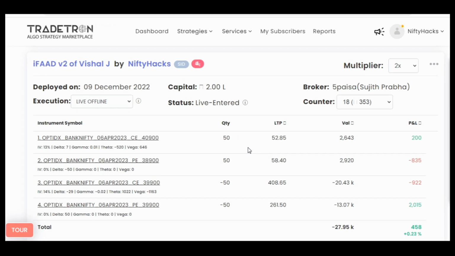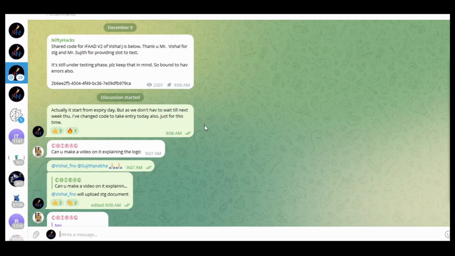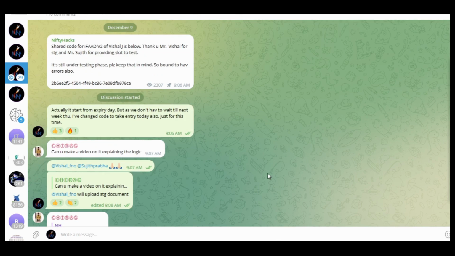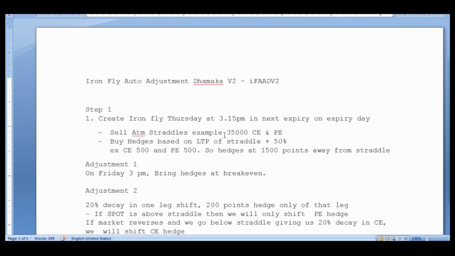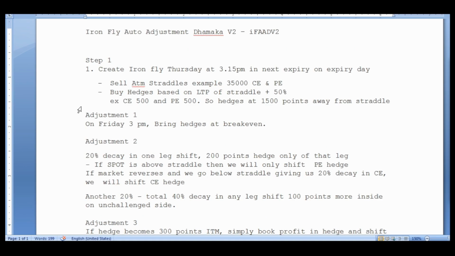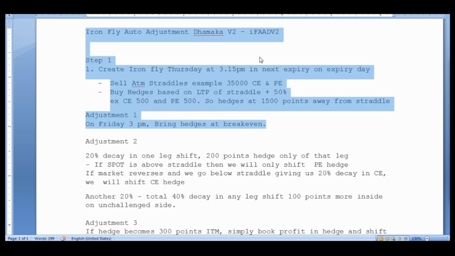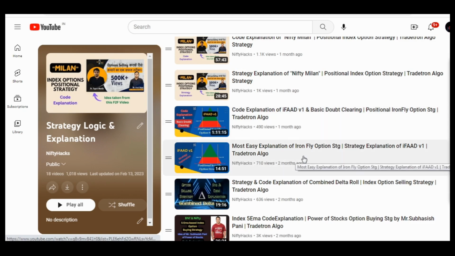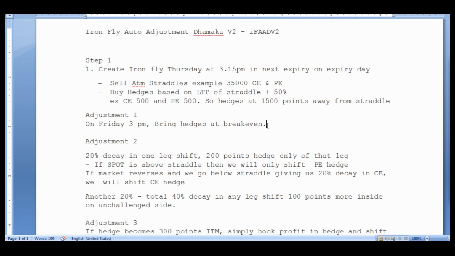So in this video we will talk about the iFAAD version 2 strategy explanation video. I hope you guys have already gone through the strategy document which Mr. Vishal has uploaded on the thread of this share code of iFAAD version 2, and basically this is it. Now up till adjustment 1, where we bring hedges at break even, this is the same strategy as iFAAD version 1. So I would suggest you go through the iFAAD version 1 strategy and code explanation videos, so that we can save time in this video, right? Because this is the same as iFAAD version 1.